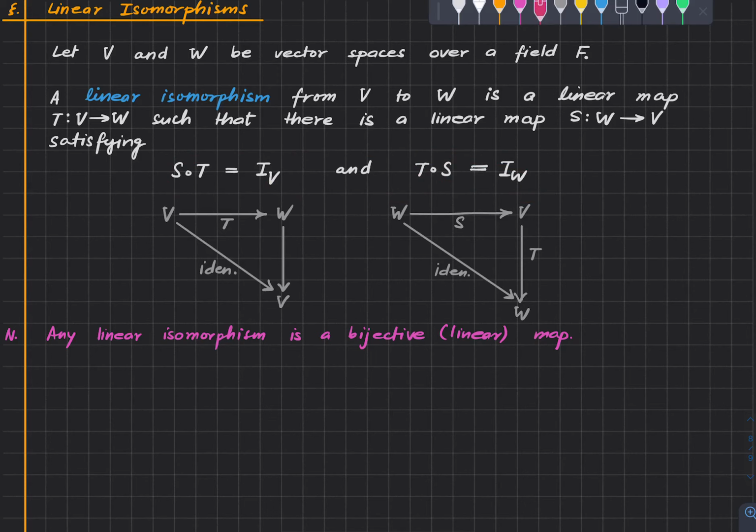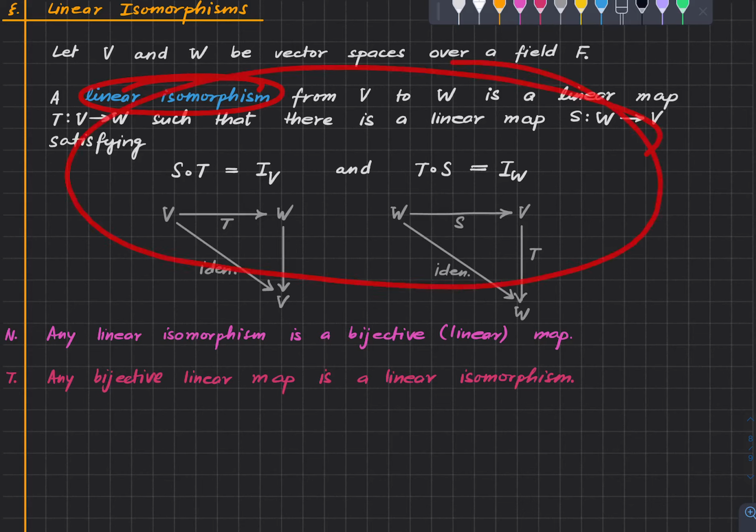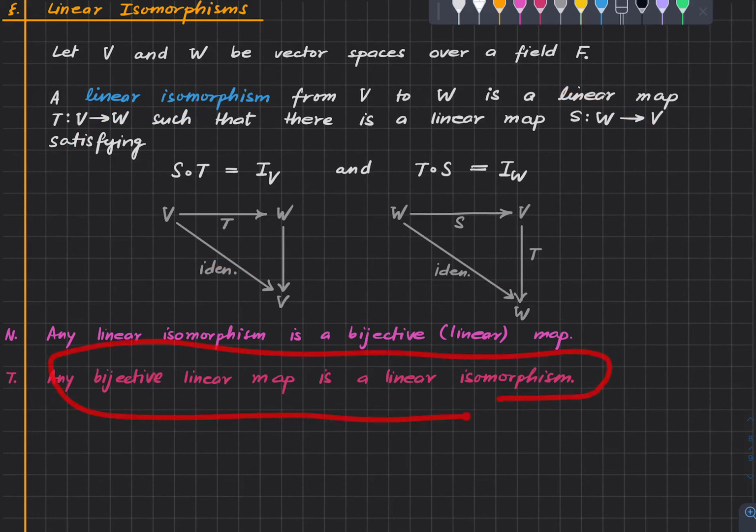But here is the point. Any bijective linear map is a linear isomorphism. So bijective linear maps and linear isomorphisms are the same concept, even though I haven't defined it that way. The way I defined a linear isomorphism is somewhat convoluted, but there is a reason behind why I did it that way, even though it could have been defined in an apparently simpler way.